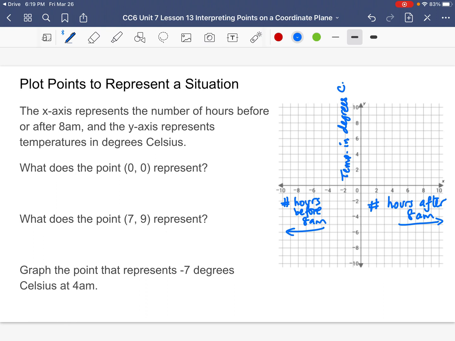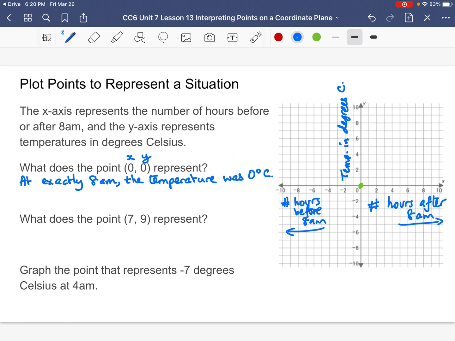So we're asked, what does the point 0, 0 represent? That's right here. So it means 0 hours after 8 a.m., so exactly 8 a.m. At exactly 8 a.m. And this is the x-coordinate, this is the y-coordinate. The y-coordinate is also 0. So that means that the temperature in degrees Celsius was 0. Temperature was 0 degrees Celsius.